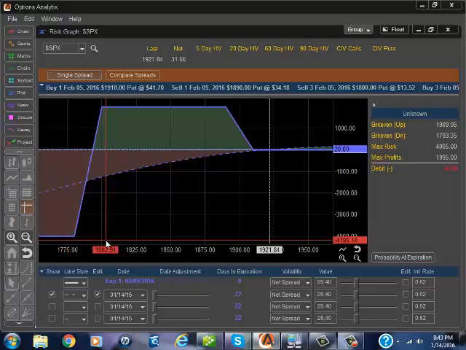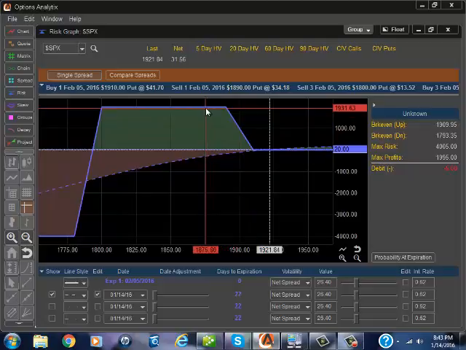So, you know, this is what the graph looks like. For example, if we expired right here at 1875.60, we would have 1995 in profit, and the reason for that is because the 20-point wide spread that is in the money on expiration, we would make the full 20 points minus the 5-cent debit that we put the entire trade on for. Okay, so that's 1995. That's what we're looking at there.